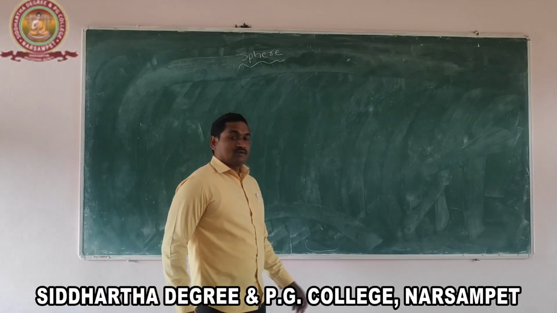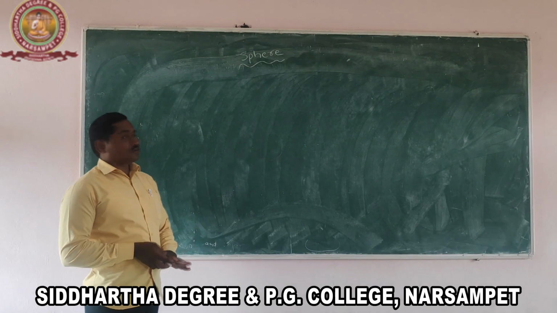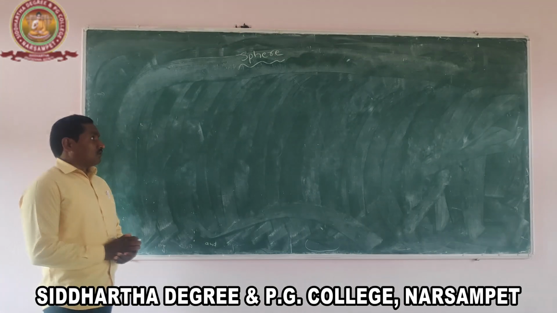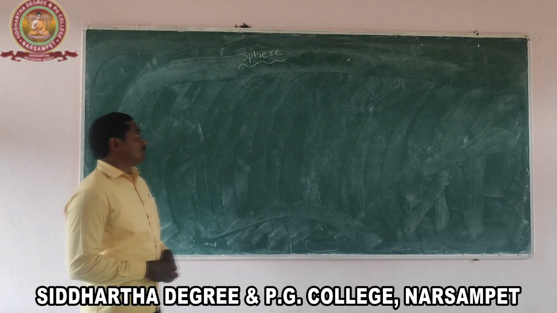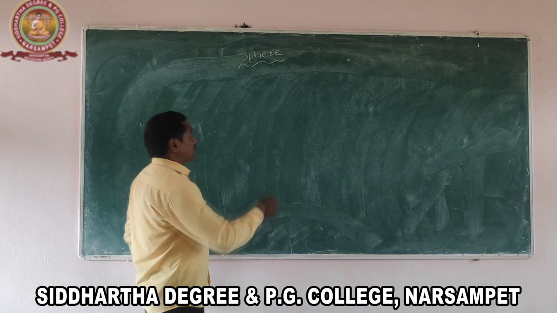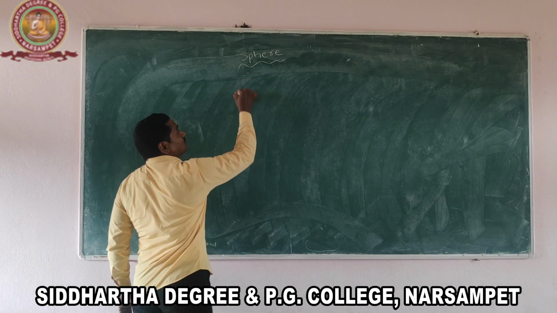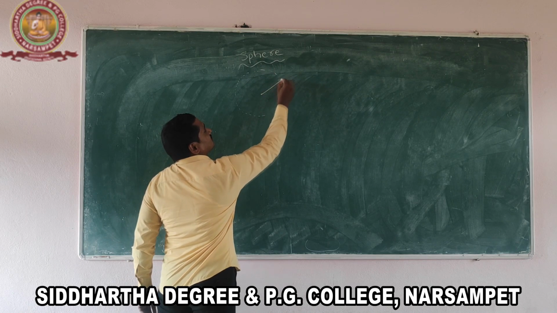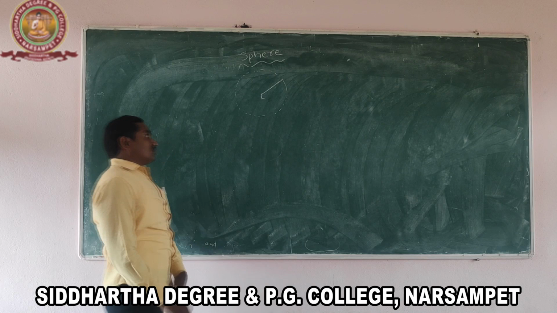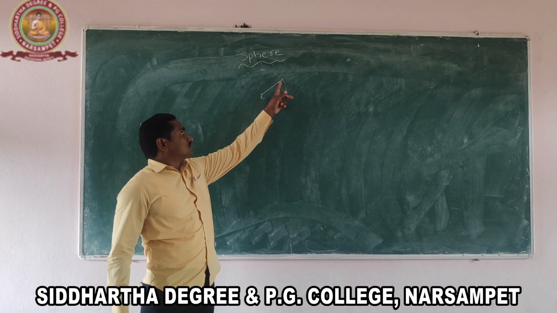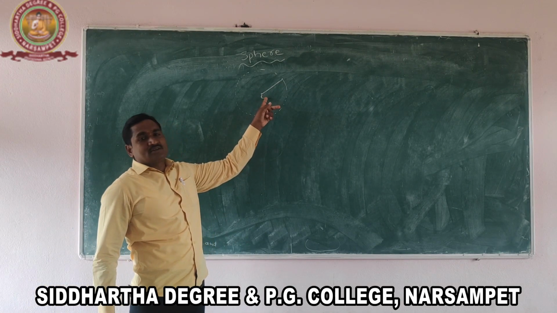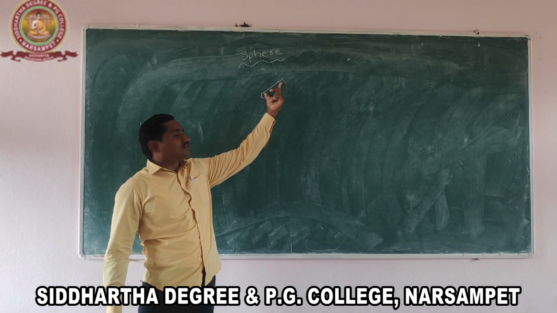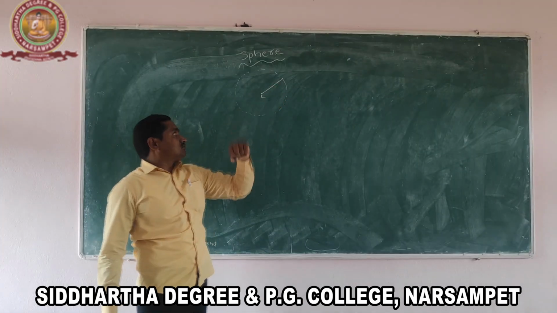Dear students, in the last class we discussed the definition of a sphere and the general equation of a sphere. Once again I recall here, a sphere is a locus of a point which remains at a constant distance from a fixed point. This fixed point is called the center of the sphere, and this constant distance is called the radius of the sphere.